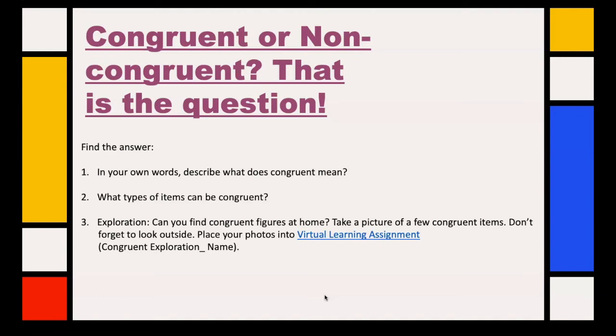Then you're going to do some exploration. Let's see if you can go out and find some congruent figures or items at your home. Don't forget to look outside as well. Take a picture or draw a picture and then link that in your virtual learning assignment and call it congruent exploration, and place your name or your school's name in the description. But let's go ahead and finish this session first.